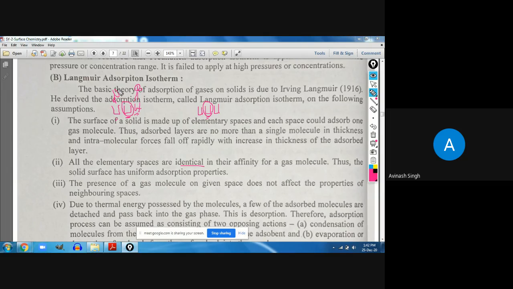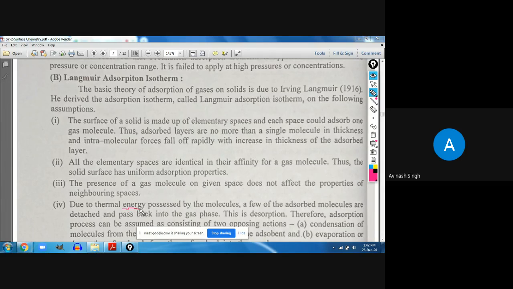So the behavior of an elementary space does not depend on whether its immediate neighbor is occupied or unoccupied. Means they're independent, right, sir? It is independent. Yes, sir. And next is because of the thermal energy. Now we keep talking about this.